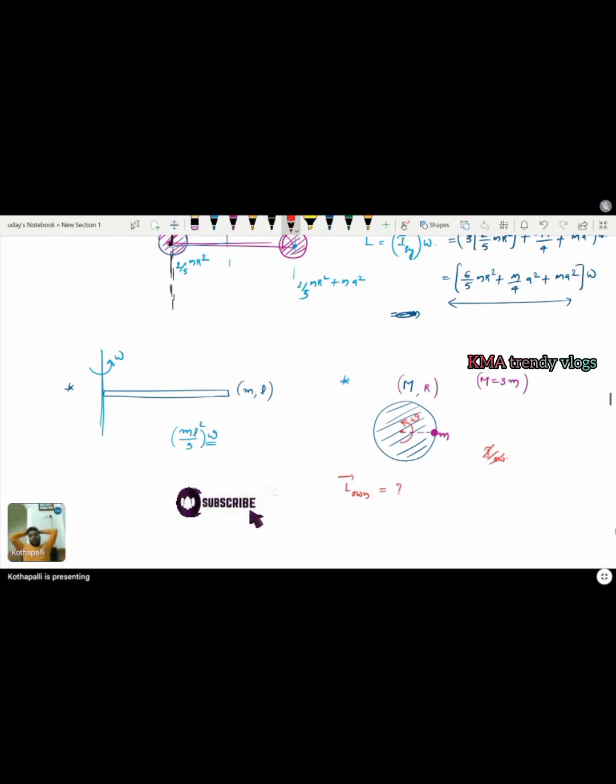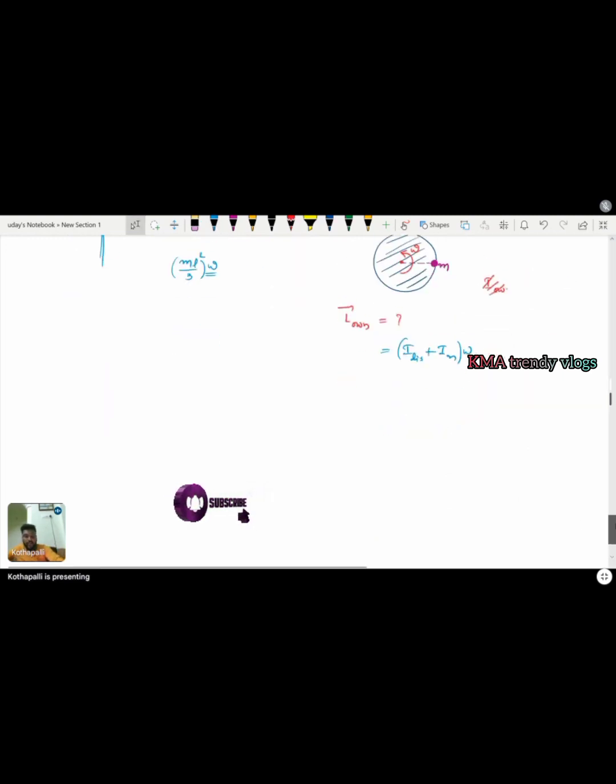Tell me, 1 minute only. A disk and a point mass m attached to the edge are rotating about the axis of the disk. Then what is the angular momentum? 4mr square into omega. How? How will 3mr square come? Disk, mr square. What is the moment of inertia of the disk? So I of disk plus I of point mass, into omega, isn't it? Total moment of inertia of the given system times omega.